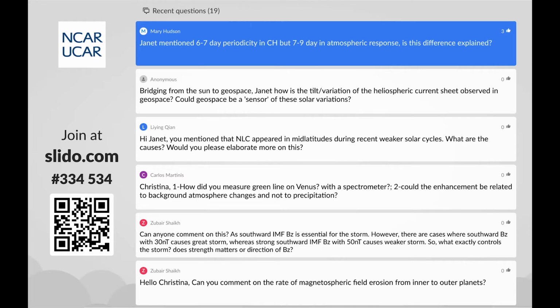Yeah, what Carlos was saying was correct. If you have 4 high-speed streams in a 27-day rotation, then the periodicity is 6.75, and then the next periodicity would be 9 if you had 3. So the 6 to 7 is really the 6.75, or however it shows up in the periodogram. So it's really close. That's just why it was listed like that.